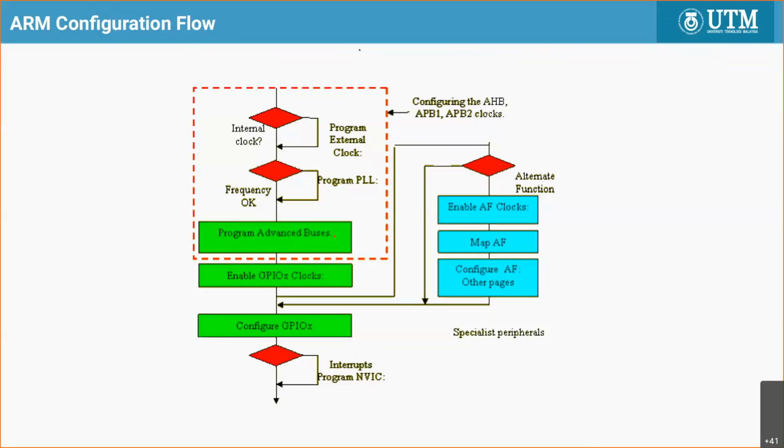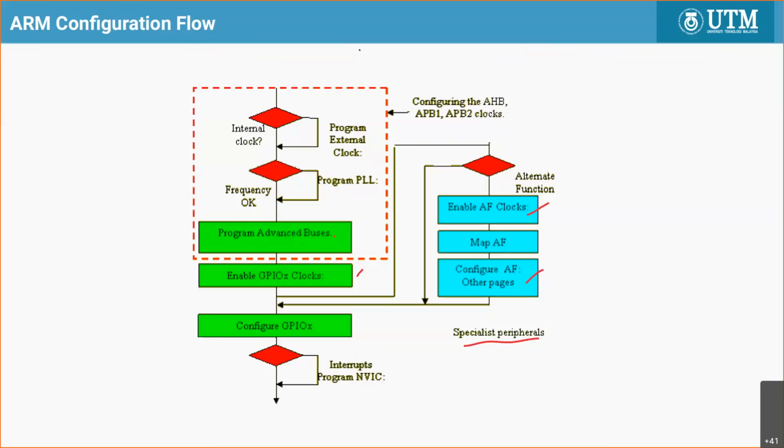And then we need to enable the GPIO clock to make GPIO work for us. And then we have to choose whether we want to have an alternate function. If we don't want to use the GPIO, but we want to use a specialist peripheral, we have to enable the other clocks. So that means you have to go to the clock register, go there and enable the clock. And then you have to configure the components separately.